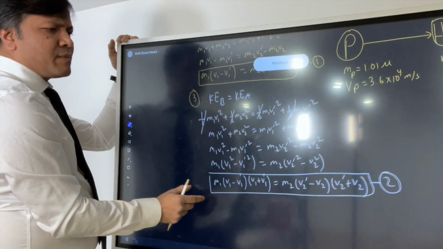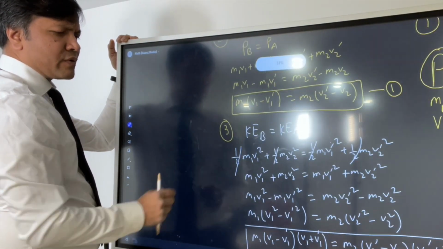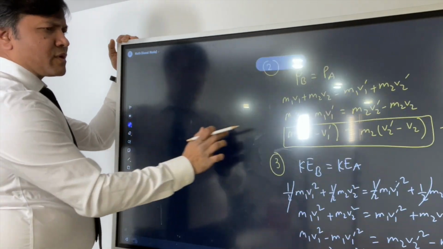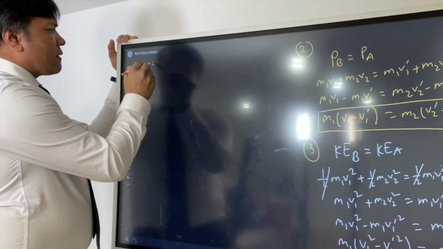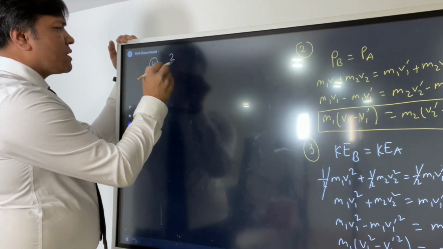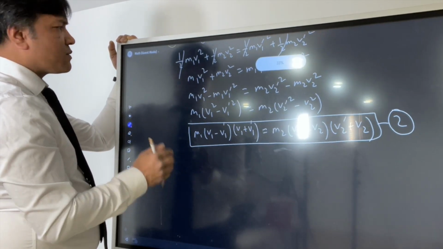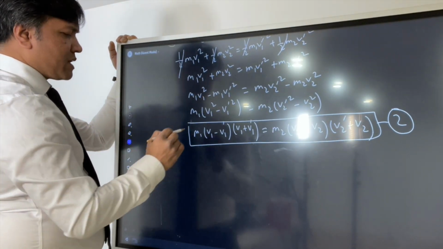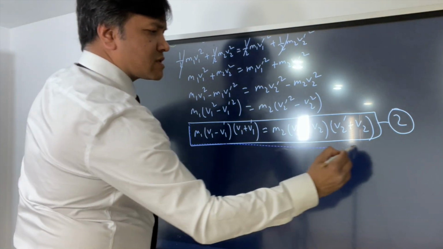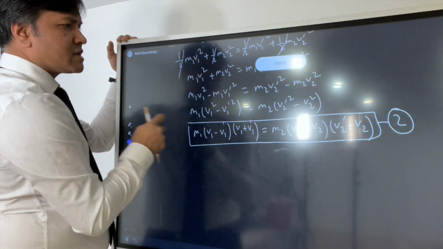So I have equation number 1 and I have equation number 2. Now we're going to do step number 4. So step number 4, what I'm going to do, I'm going to divide equation 2 by equation 1. So what is our equation 2? So I'm going to copy and paste. Let's see whether I can copy equation 2.